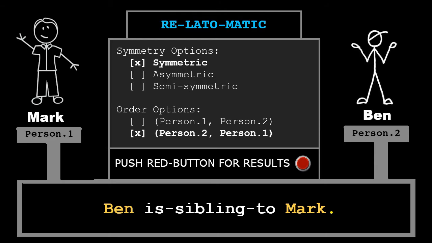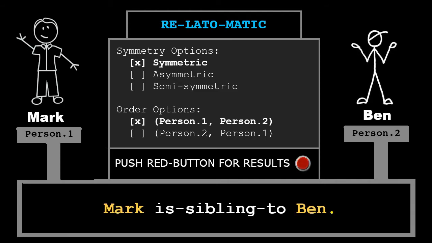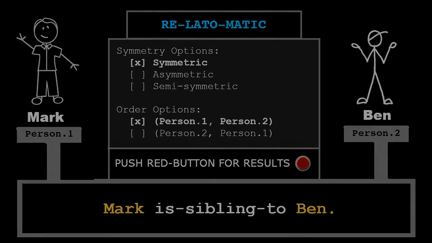Ben is sibling to Mark. Okay, that makes sense to me. If Mark is the sibling of Ben, then Ben is also the sibling of Mark. Symmetrical relations work in 2 directions. Let's verify the machine understands this by changing the order option and pressing the red button. Mark is sibling to Ben. Looks good to me. We'll stop there and trust that because the machine's logic is actually our logic, the machine could continue to provide correct answers.